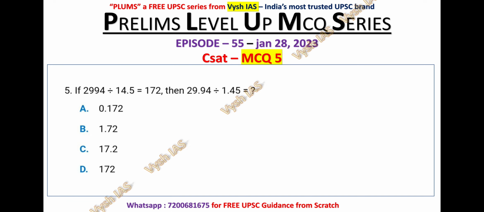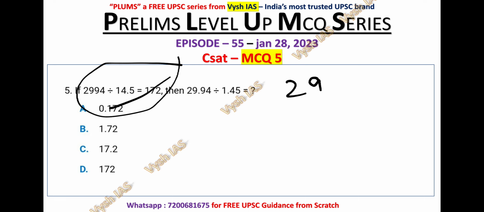2994 divided by 14.5 is given as 172. We have to find the value of 29.94 divided by 1.45. We can calculate this equation even if this data is not given. But the reason they have given this data is to solve this question very fast. In order to solve this question very fast, they have given this equation, 2994 divided by 14.5.